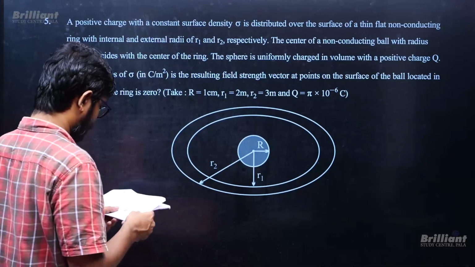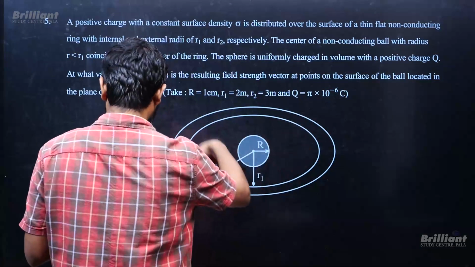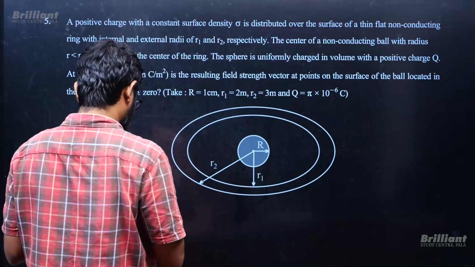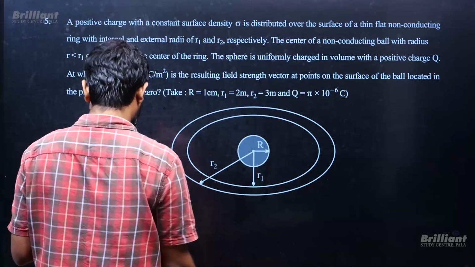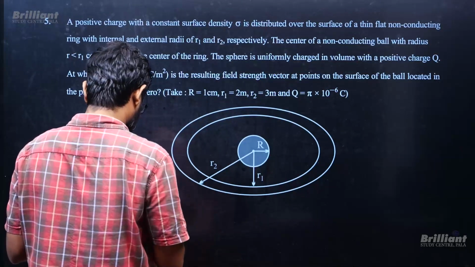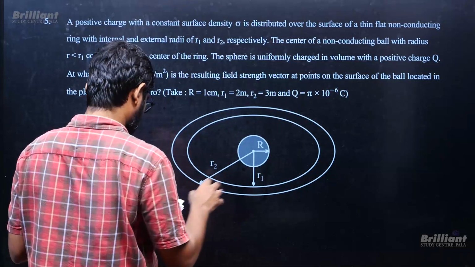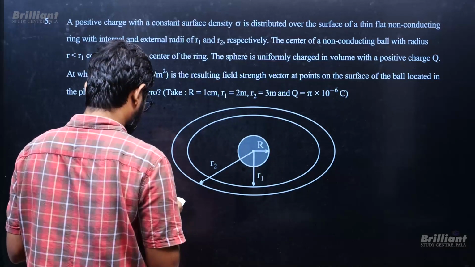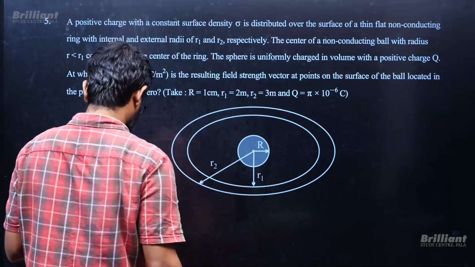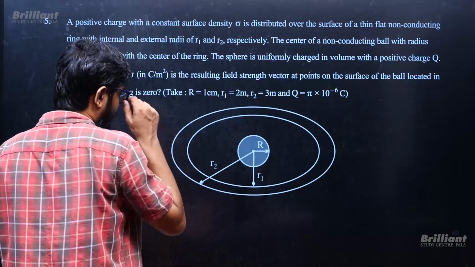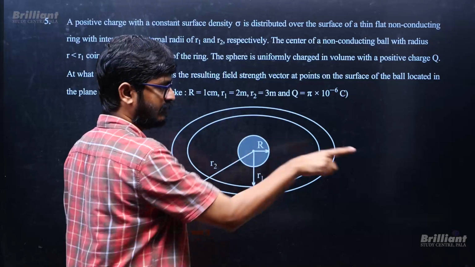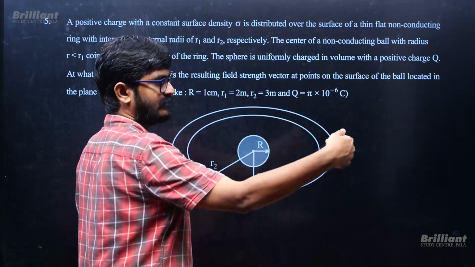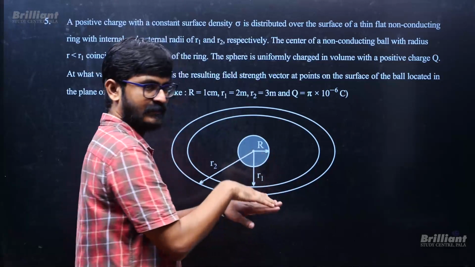positive charge with constant surface charge density is distributed over the surface of a thin ring with internal radii R1 and R2. At the center is a non-conducting ball with radius R less than R1. The sphere is uniformly charged with positive density. At what values of sigma is the resulting field vector at points on the surface of the ball 0? So basically at the surface of the ball, the field due to the sphere is going to be in this direction, and the field due to the ring at the surface of the ball will be in this direction, in this plane.